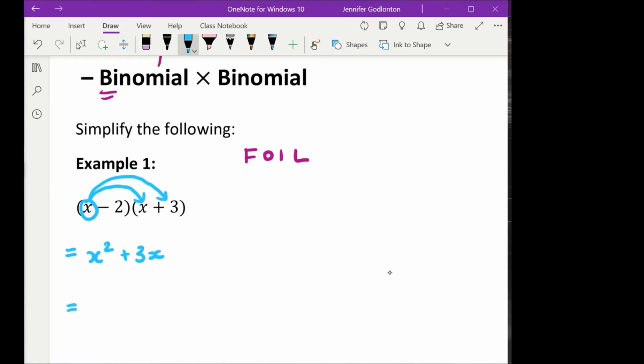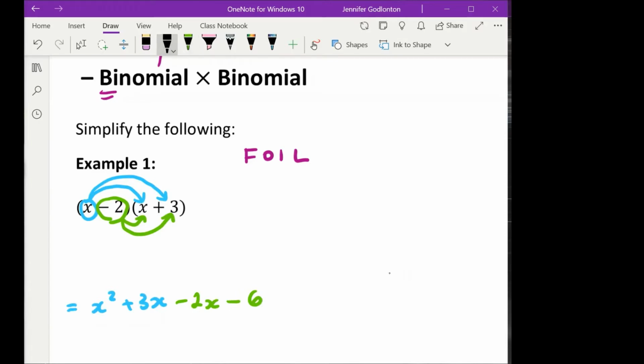I'm actually going to make it a little bit lower so that I have some space over here. So all I've done so far is my x. I haven't done anything else. Now I care about my -2, and I want to multiply my -2 with my x, and my -2 with my 3. So -2 times x is -2x, and -2 times 3 is -6.